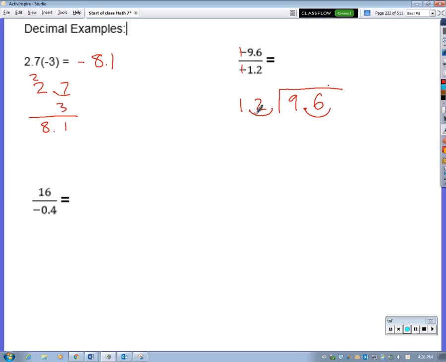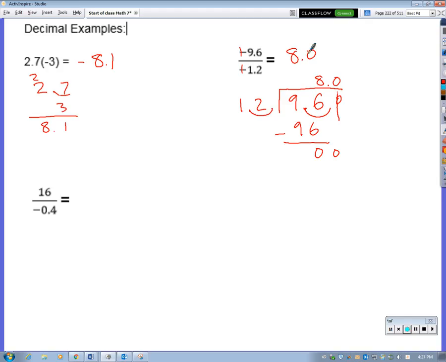Now it just so works out that 12 goes into 96 exactly 8 times. Right? 8 times 12 is 96. Subtract, I get a 0. Just for the heck of it, I'll bring another 0 down. So it leaves me with 8.0 as my final answer. Okay? And again, it's positive because those two negatives cancel each other out.